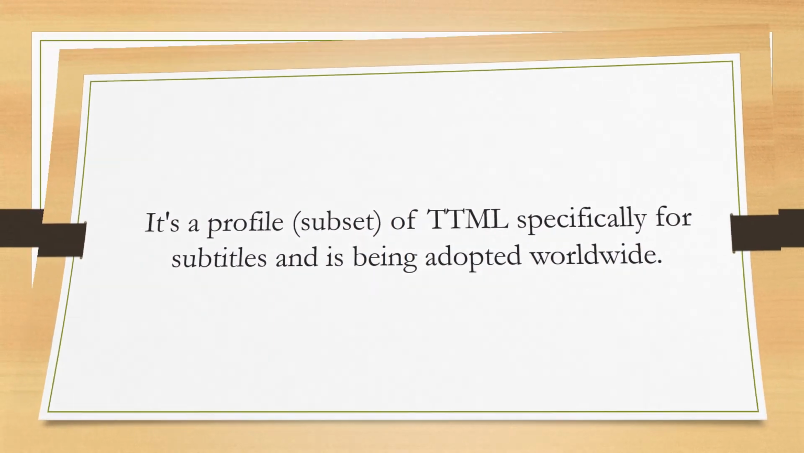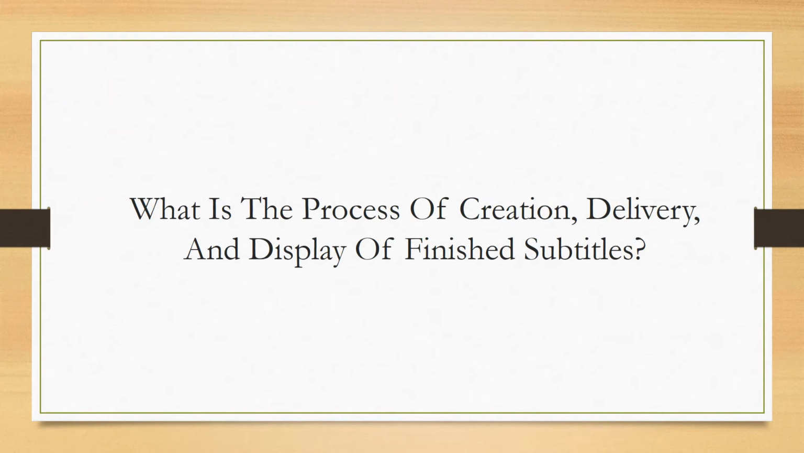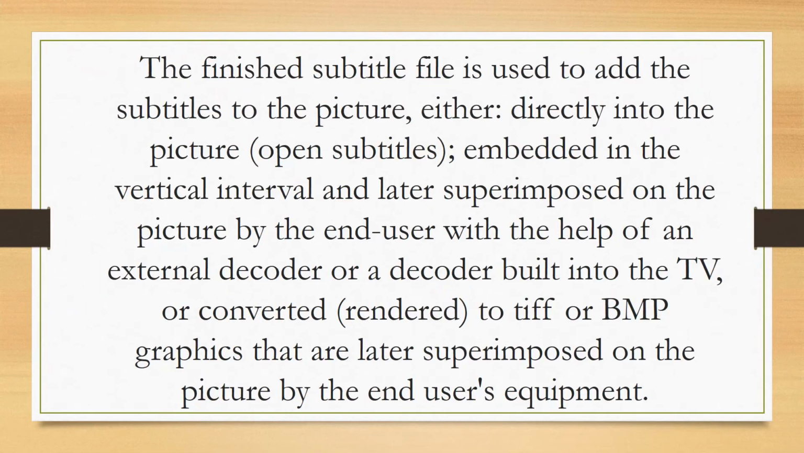What is the process of creation, delivery, and display of finished subtitles? The finished subtitle file is used to add the subtitles to the picture, either directly into the picture, open subtitles, embedded in the vertical interval and later superimposed on the picture by the end user with the help of an external decoder or a decoder built into the TV, or converted, rendered, to TIFF or BMP graphics that are later superimposed on the picture by the end user's equipment.